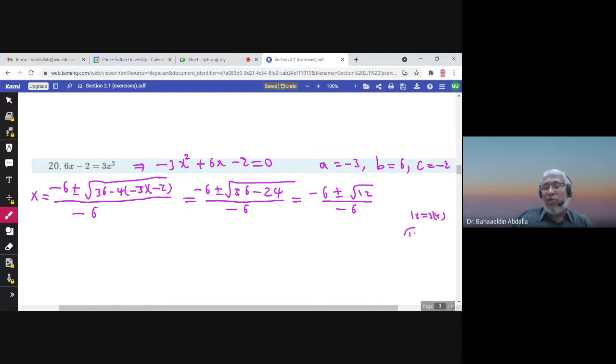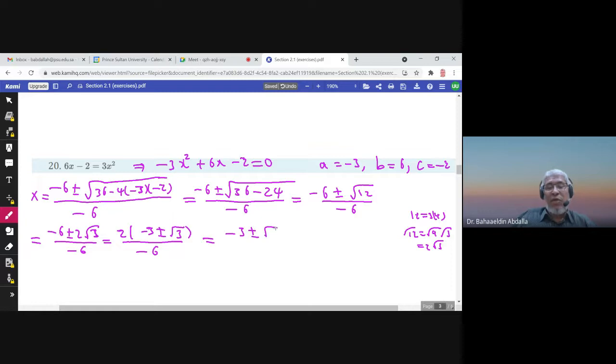So I will write square root of 12 as square root of 4 times square root of 3. But square root of 4 is 2. So I can write this as negative 6 plus or minus 2 square root of 3 over negative 6. And I can take 2 as a common factor. So I will have negative 3 plus or minus square root of 3 over negative 6, and you can cancel 2 with negative 6. And the final answer would be like this.